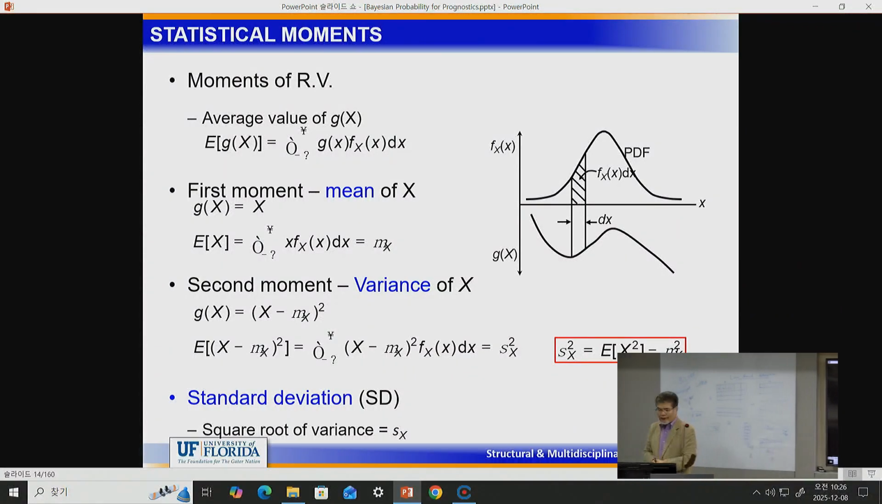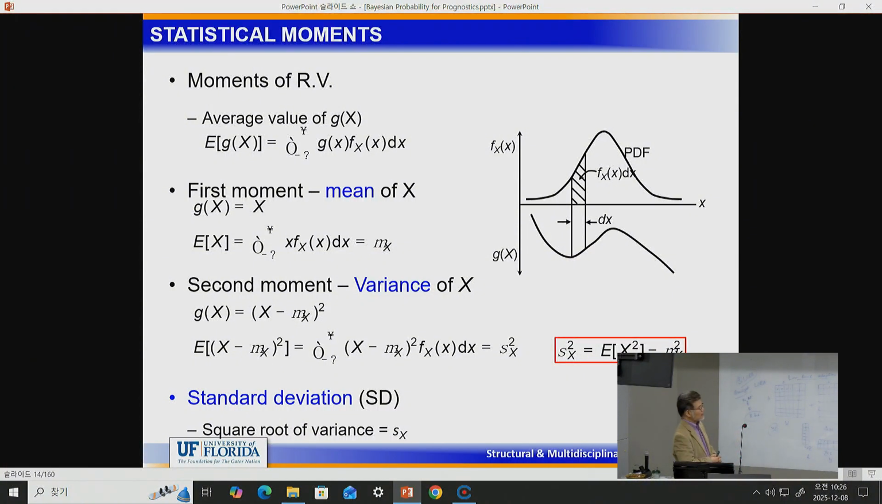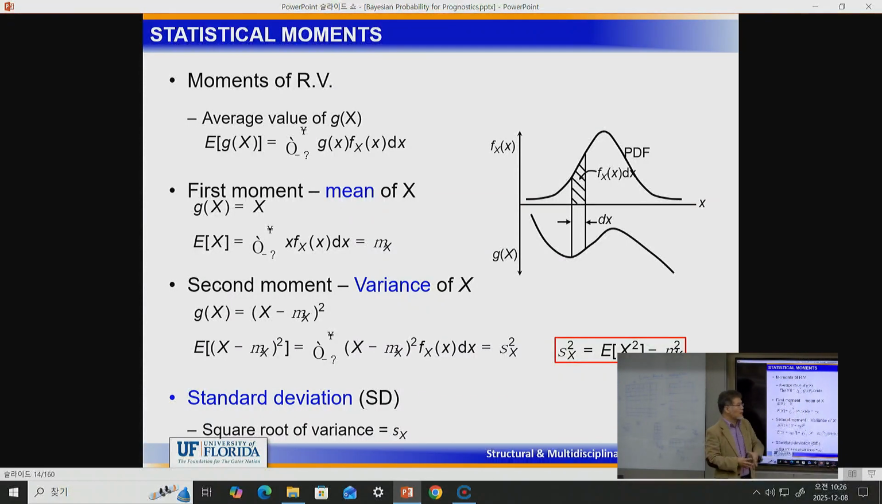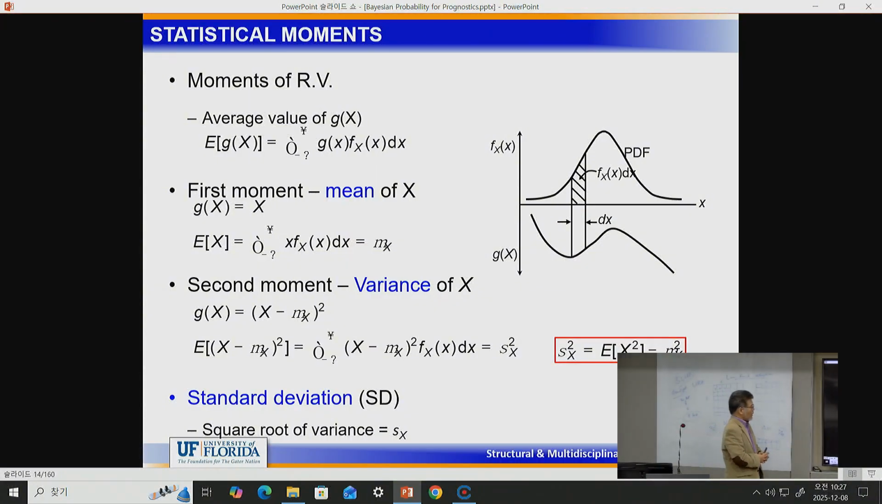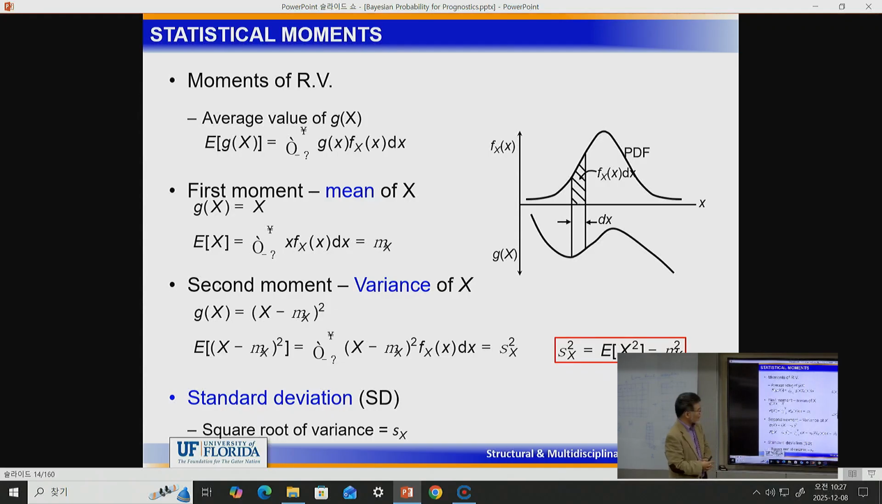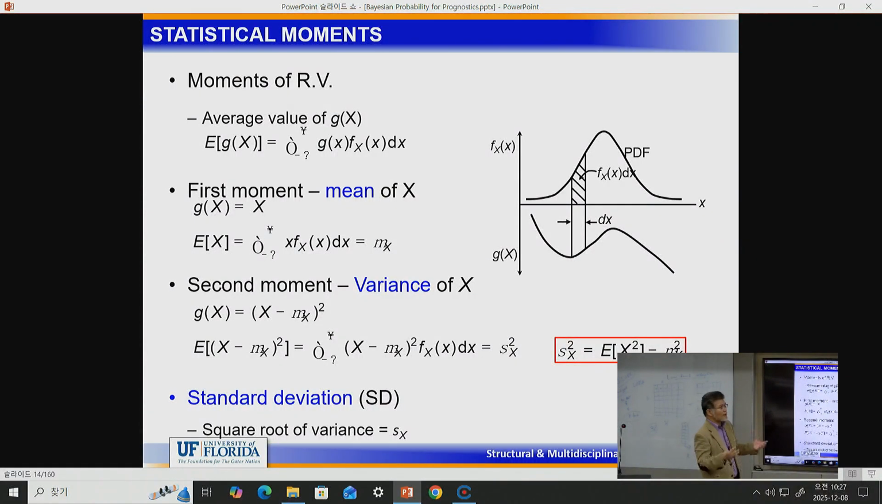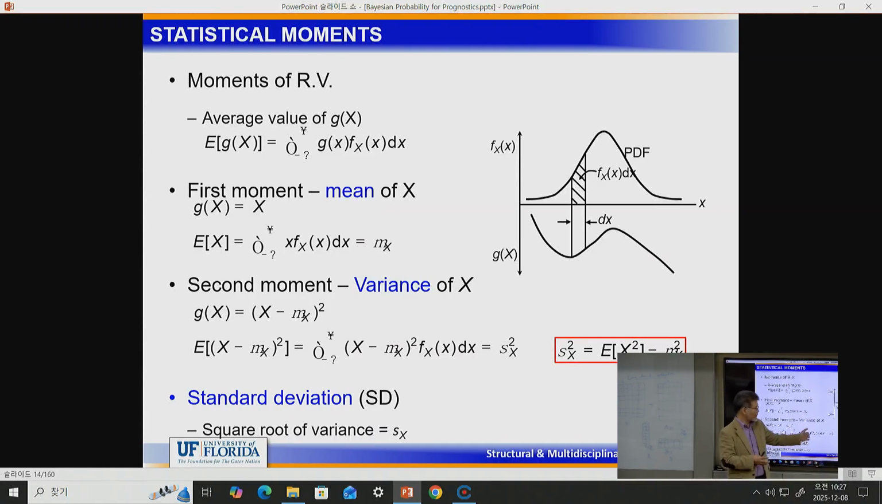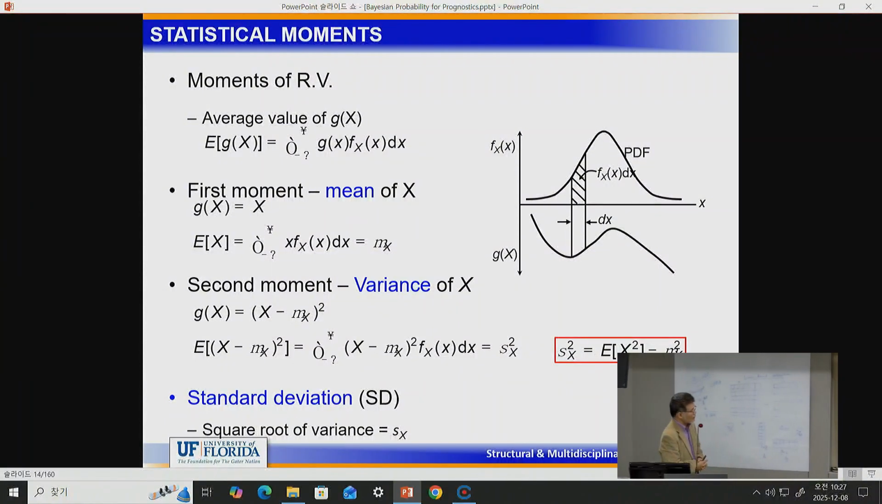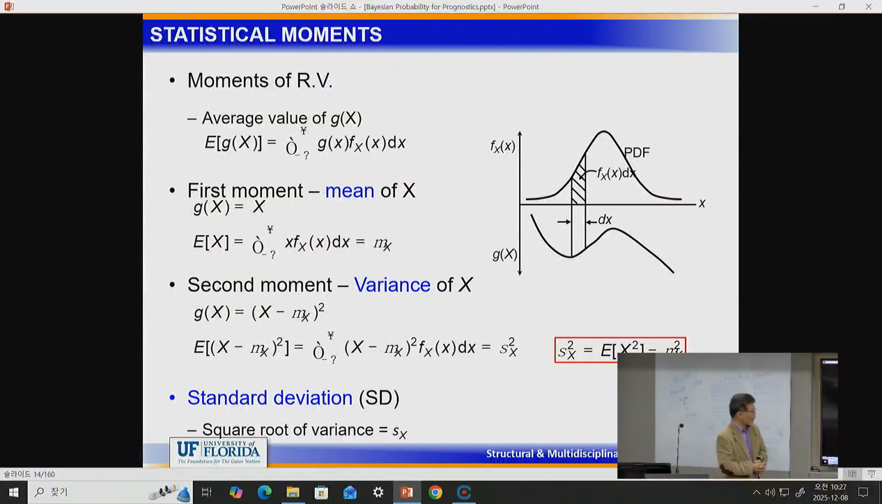And when g of x is a simple monomial function, then it's called a moment. For example, the first moment is the mean, when g of x is a linear function of x. If you integrate x times the PDF over the entire domain, it becomes the mean of x. The second moment involves the square of x, but you actually take the central moment, meaning x minus mu x, squared, times the PDF integrated. Then it's called the variance, S of x squared. S of x is called the standard deviation, and S of x squared is called the variance.